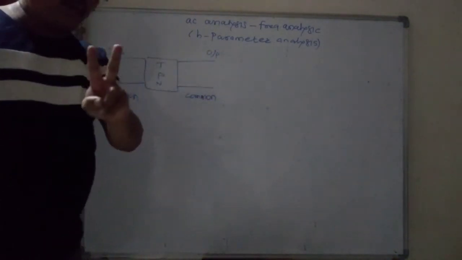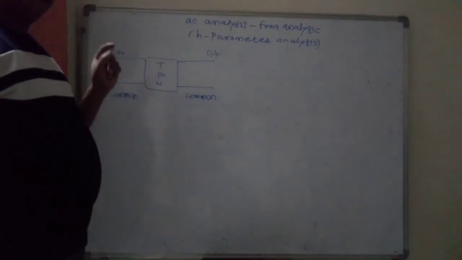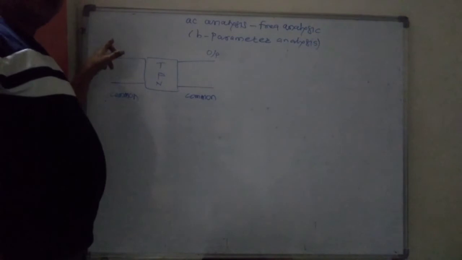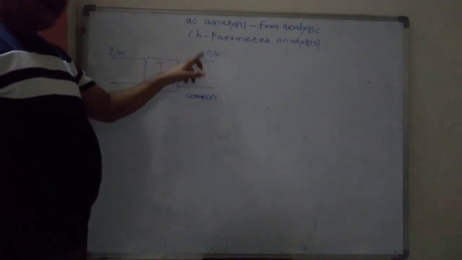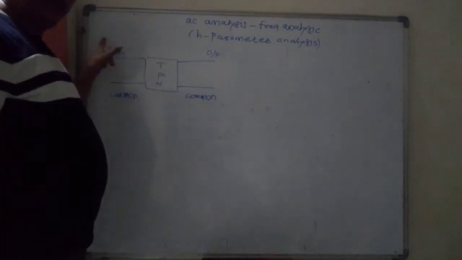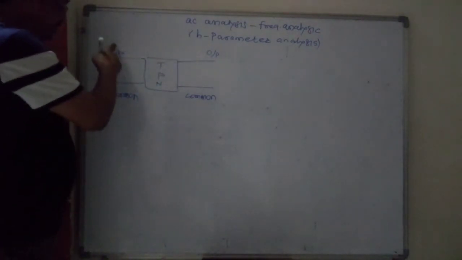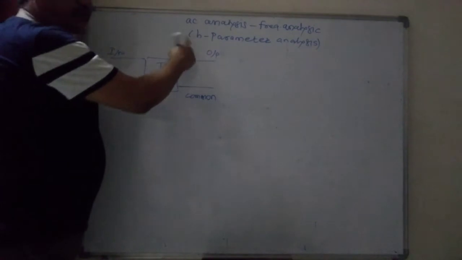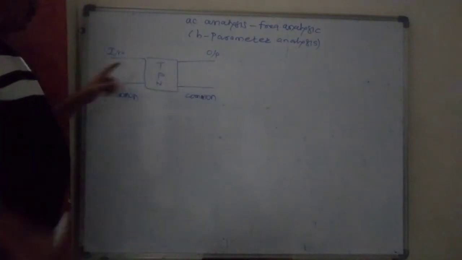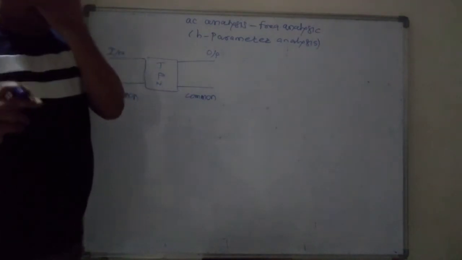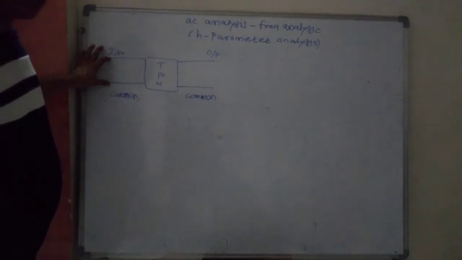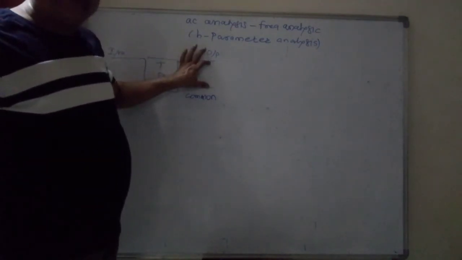So every two-port network has three terminals. Out of these three, one terminal is common, one terminal is input, one terminal is output. And the common terminal is common to both input and output. This is with input also and this is with output also. Input terminal and common terminal is known as input port. Output terminal and common terminal is known as output port.